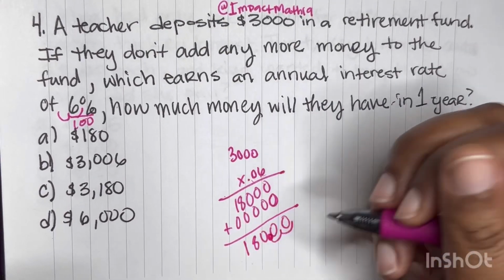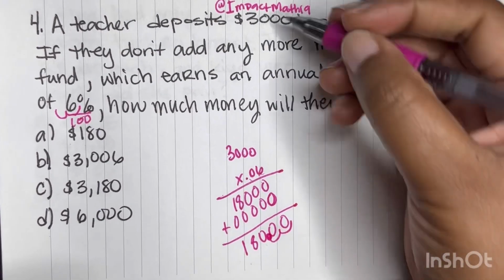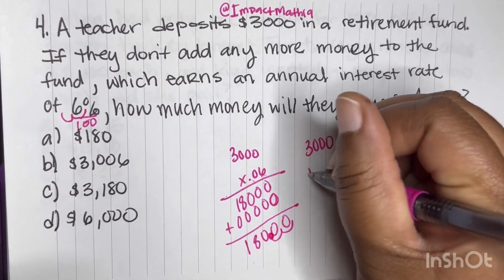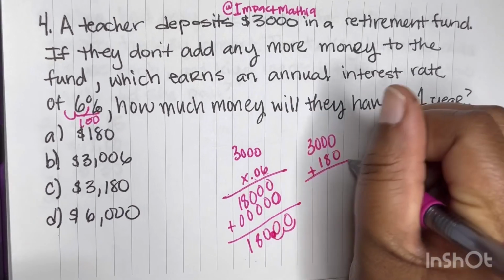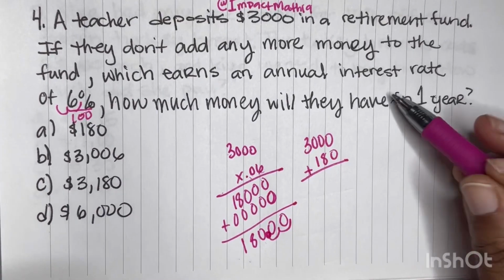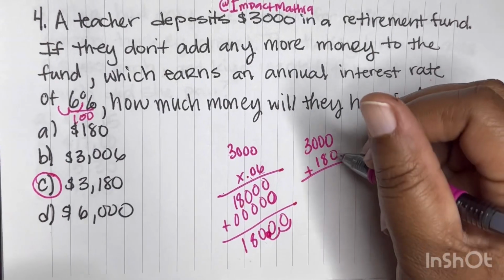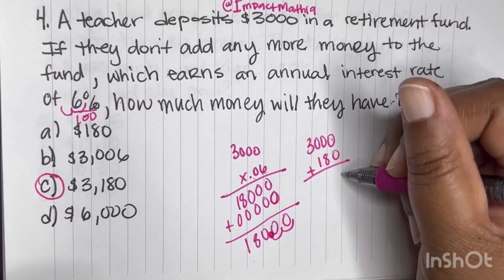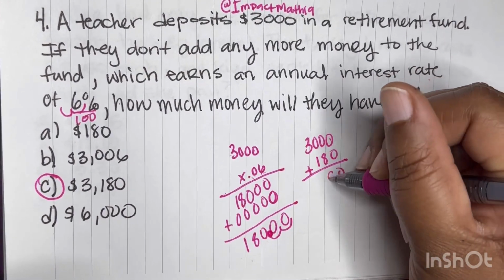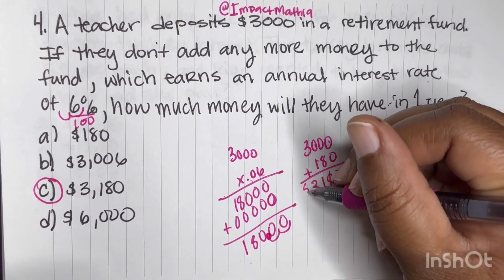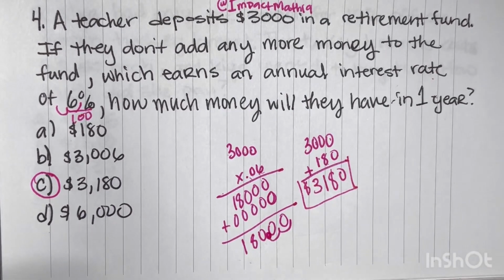So as soon as you see that 180, you're going to have to add. You're going to add how much she put in, which is 3,000, plus the 180 that she got from the 6% interest rate. And so you should see it is C. But we will add it down. 0 plus 0, 0. 0 plus 8 is 8. 0 plus 1 is 1. Carry down the 3. And that's how much money she would get after a year of investment.